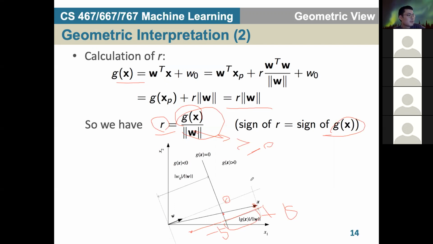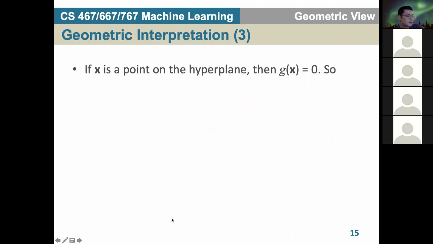Any questions? So far, we only looked at w in relation to r. But r is only relative to w. We also have a w0 term. The w0 term, as I said, is relative to how far away it is from the origin. Okay, let's take a look at it.